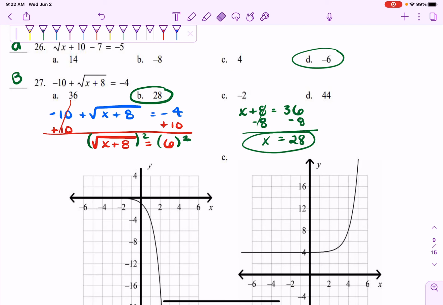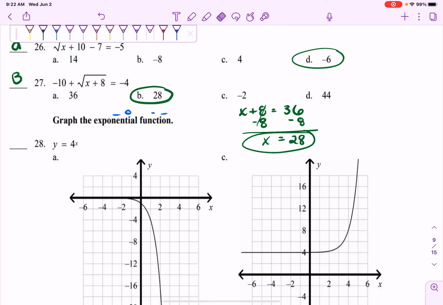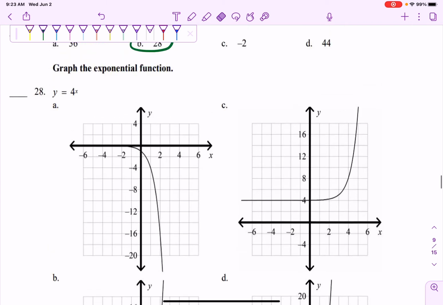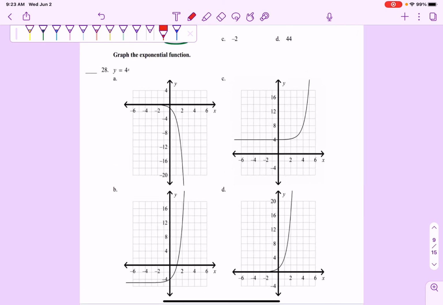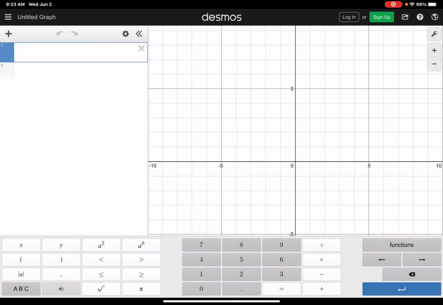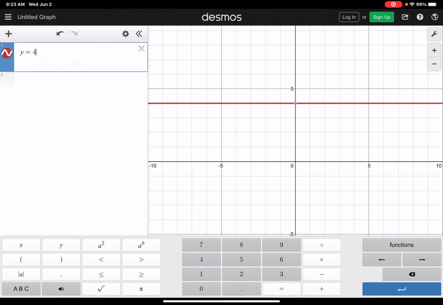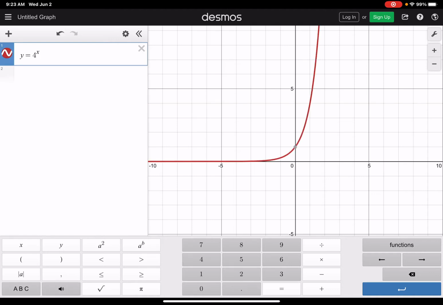Okay, let's go to the graphing ones. Okay, so this one says graph the exponential function y equals 4 to the x, and then you have these 3 graphs there. So first of all, this is definitely a Desmos problem. So I'm going to put this equation into Desmos and basically see which one of these graphs it matches. So let me grab Desmos. So I have y equals 4 to the x.